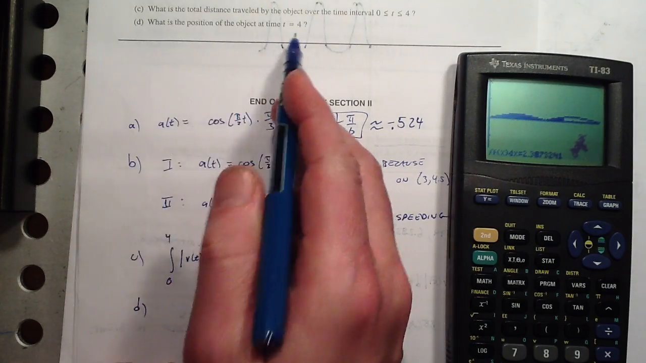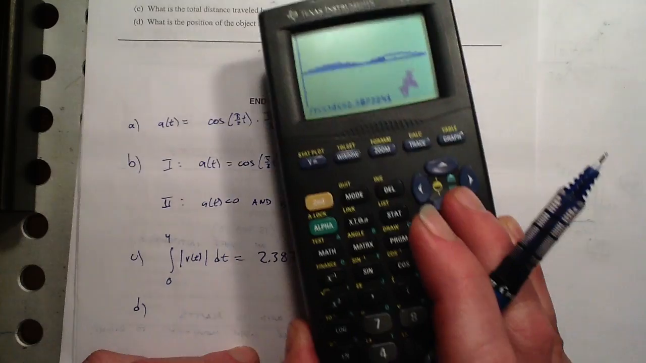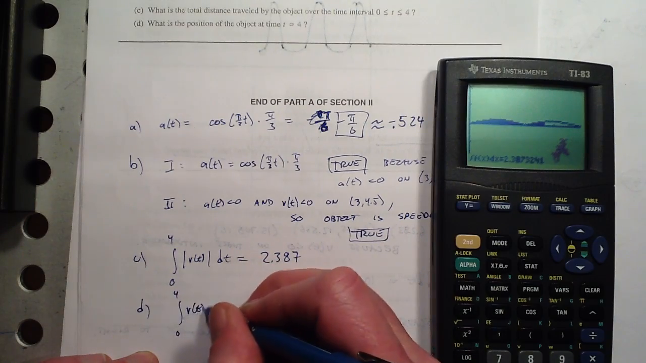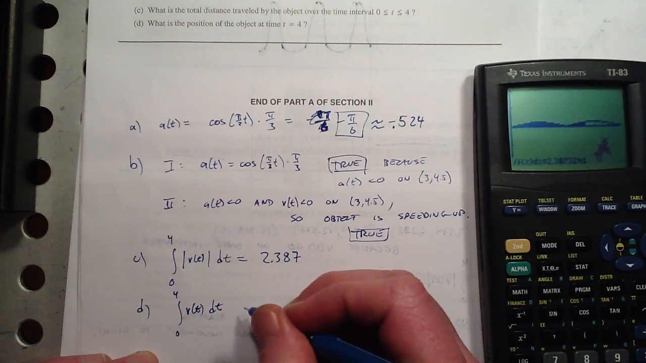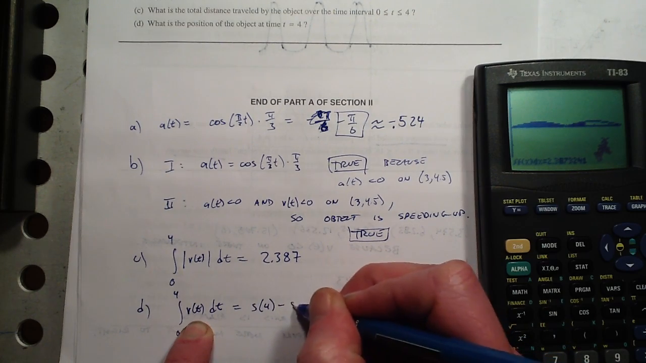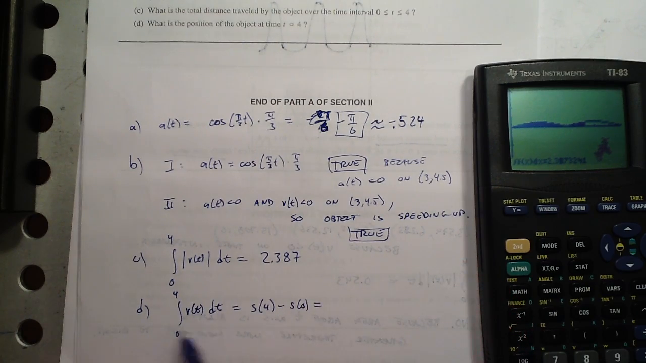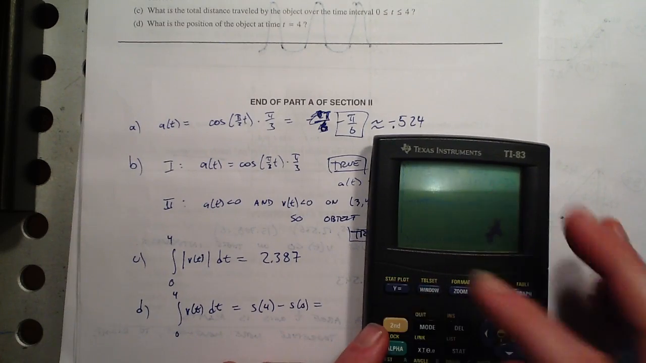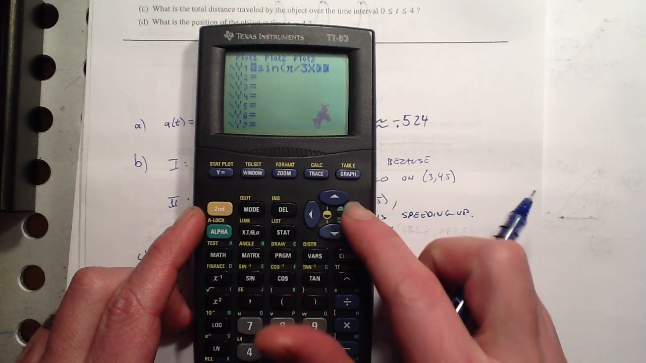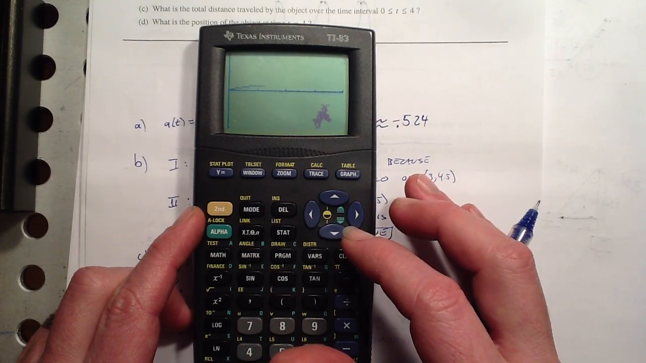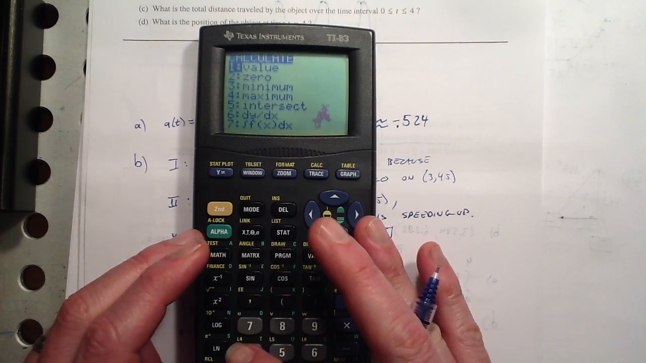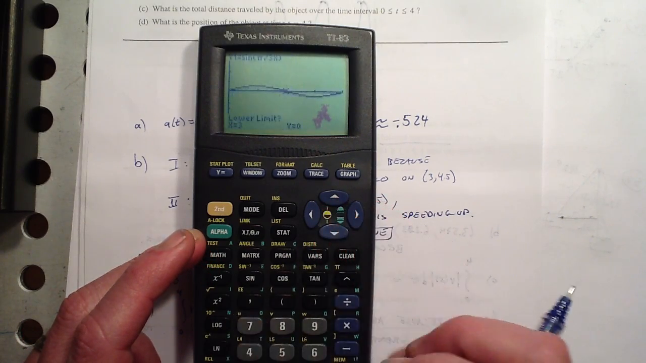Part D, what's the position of the object at time 4? Well, to find position, we're going to do the integral from 0 to 4 under the velocity curve without the absolute value signs. And that would be equal to, since position is the antiderivative, position at 4 minus position at 0, right? Well, we can find this using the calculator. We can go back into y equals and remove the absolute value sign, and get rid of that last parenthesis. And now I'm finding the displacement. This is how far it actually is from where it started, from 0 to 4.